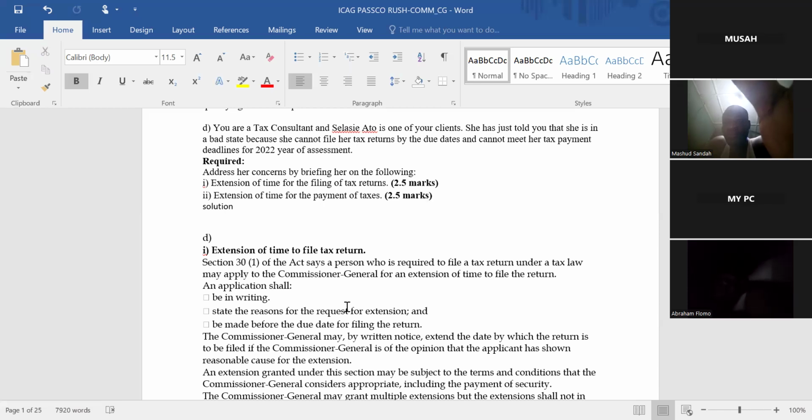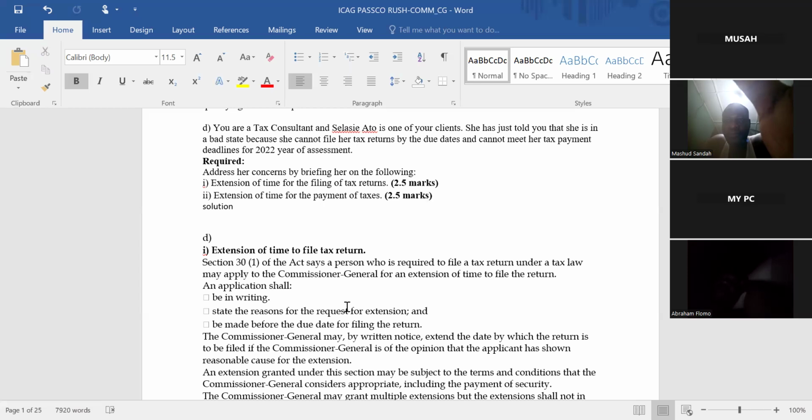Now, the law says that if the Commissioner General received that letter and he is satisfied with the reason stated for the extension of time to file the returns, the Commissioner General will grant you that request.